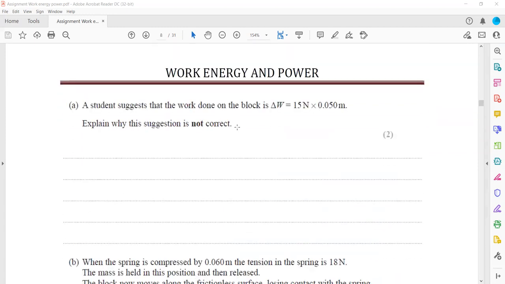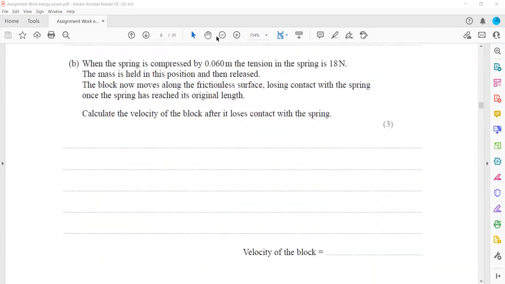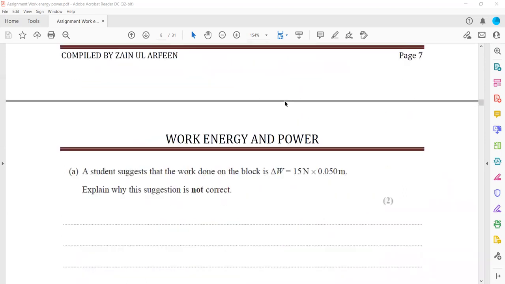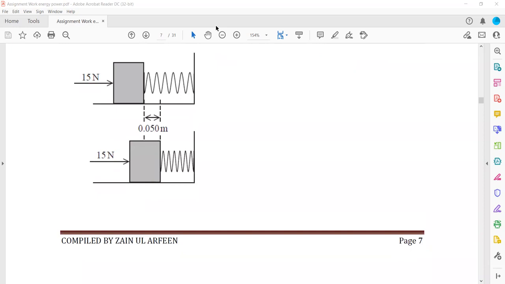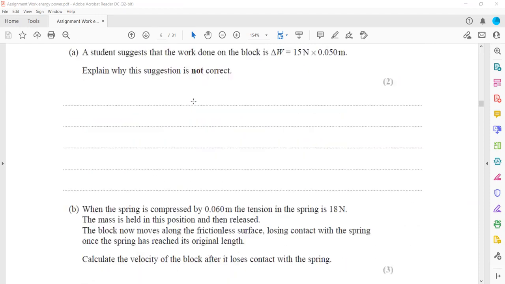Then the next part. When the spring is compressed to 0.06, the tension in the spring is 18 Newton. The mass is held in this position and then released. The block moves on the frictionless surface. Calculate the velocity after it loses contact. So basically, now we are not applying the force, we compress the spring. When we compress the spring, it will push this block outward and the elastic strain energy is converted into kinetic energy, and using that we can work out the speed.